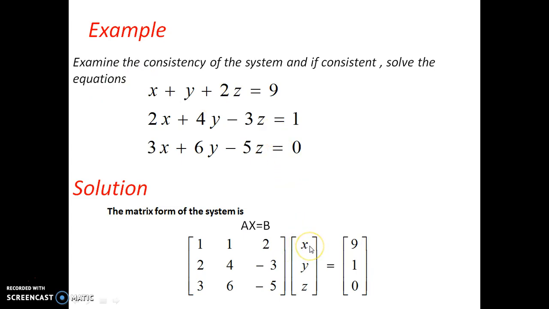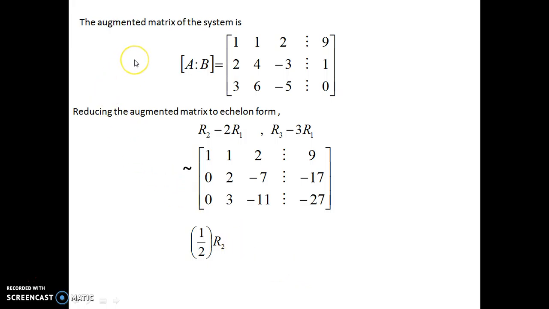Therefore we write here a column matrix x y z is equal to, now here the constant terms are 9, 1 and 0. Therefore this is the B matrix, which is a constant matrix, 9 1 0. Now we get the system of equations in matrix form. Now we write down the augmented matrix. The augmented matrix of the system is 1 1 2, 2 4 -3, 3 6 -5, which is separated by B: 9 1 0.